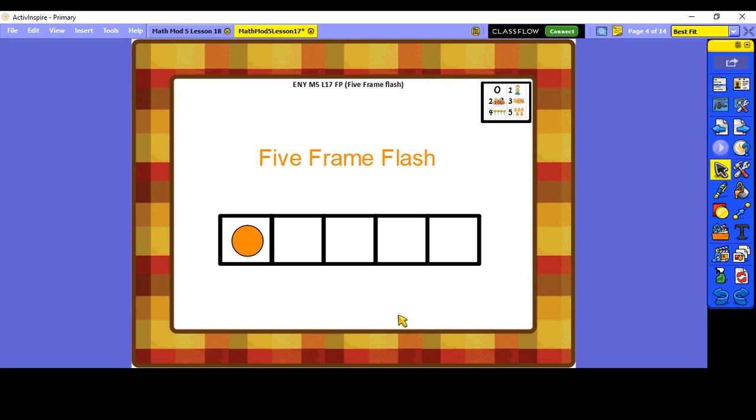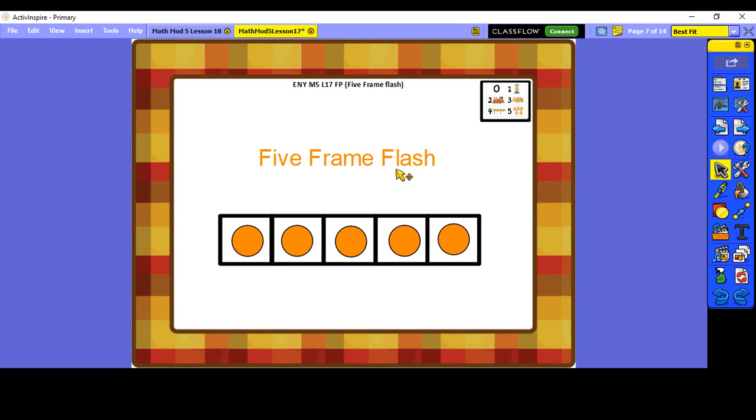How many do you see? 1. How many more to make 5? 4. 1 and 4 make 5. How many do you see? How many more to make 5? 3 and 2 make 5. How many do you see? How many more to make 5? 2 and 3 make 5.